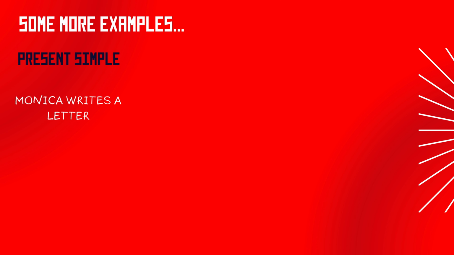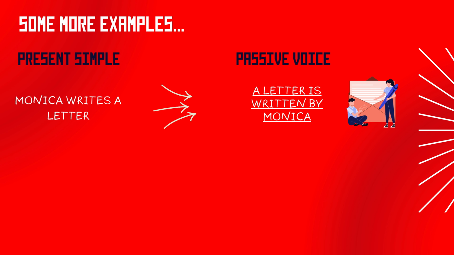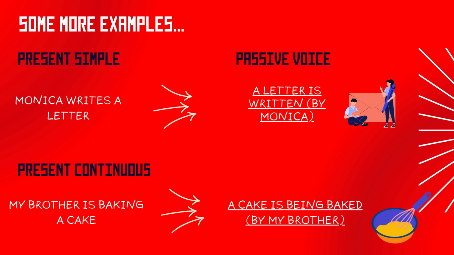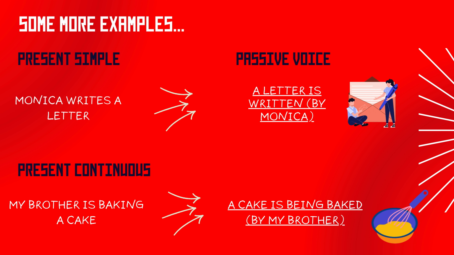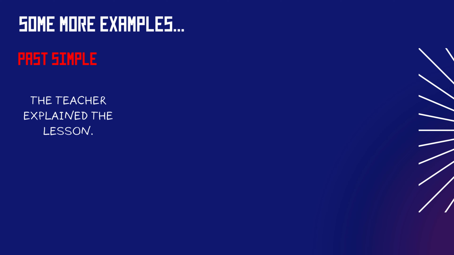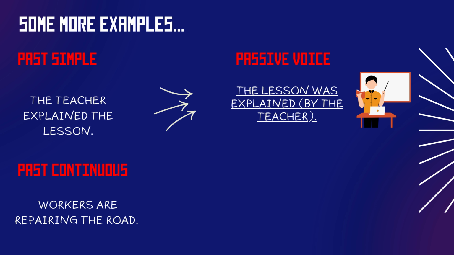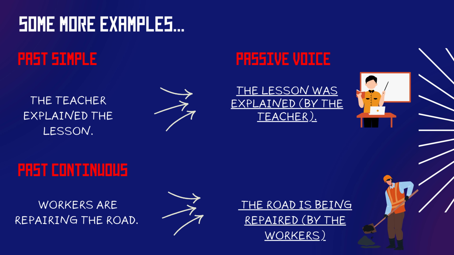Monica writes a letter. A letter is written by Monica. My brother is baking a cake. A cake is being baked by my brother. The teacher explained the lesson. The lesson was explained by the teacher. Workers are repairing the road. The road is being repaired by the workers.